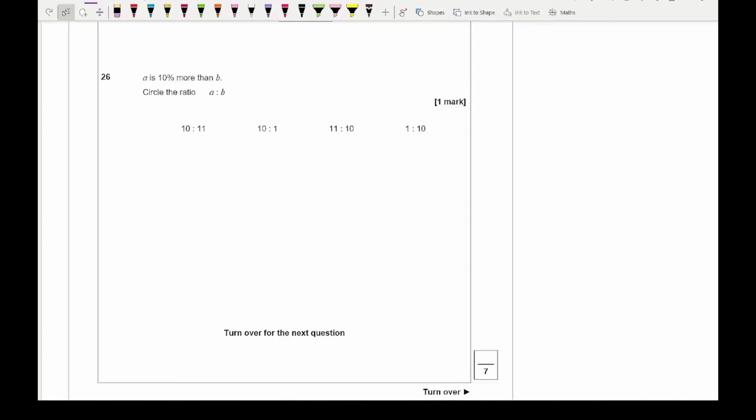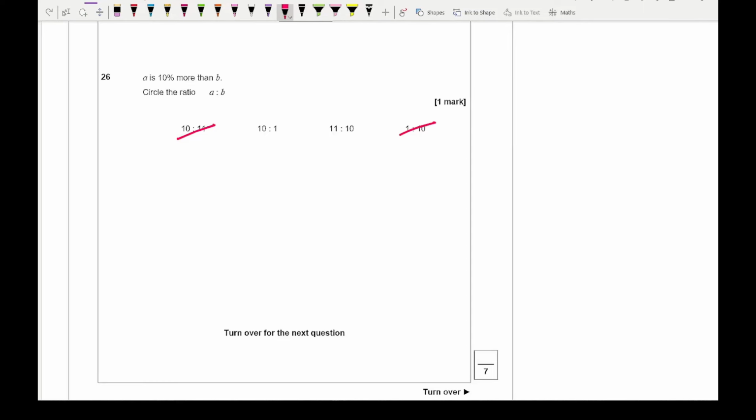Now moving on to question 26, it says A is 10% more than B, and it says circle the ratio of A to B. Now this one can be a little bit confusing, so let me just put you a couple of different ways in which you could answer this question. Now we know that A is going to be more than B, so therefore the first number needs to be bigger than the second one. Now using that knowledge, that means that it definitely can't be the first option and it definitely can't be the last one.